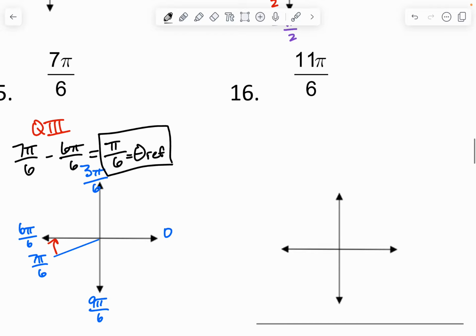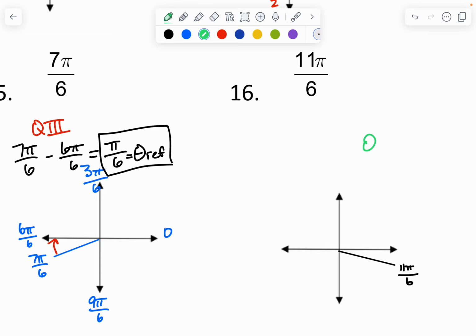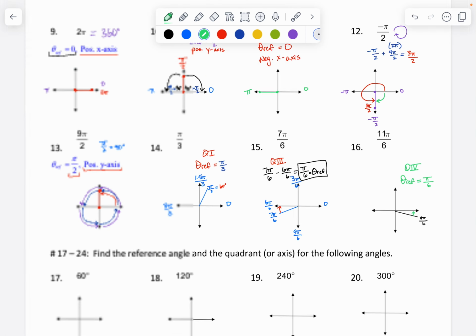And for 16, we have 11 pi over 6. So again, that's going to be over here in quadrant 4. So we would say that we're in Q4. Our reference is going to be up to 2 pi. So our reference is that last little slice of pi over 6.